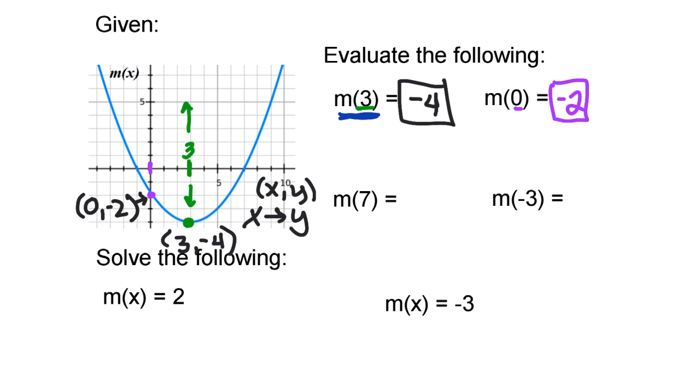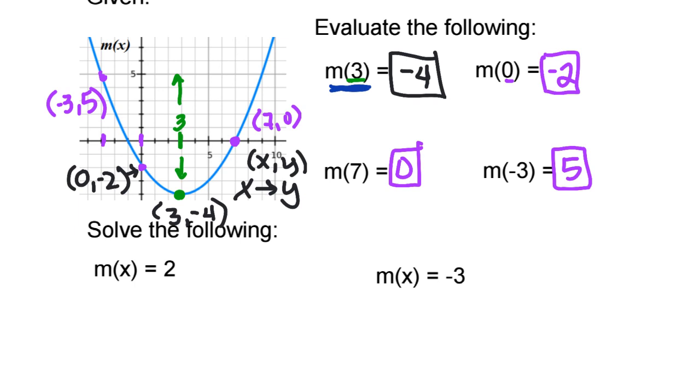So the 7 is right here. That point is (7, 0). So when you input 7, you don't go up or down anything to get to the graph. So it's 0. -3 is over here. So I go all the way up to 5. So when I have an x value of -3, I have an output of 5. The y value is 5.